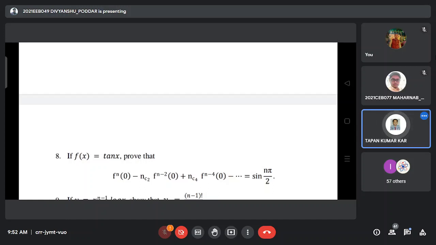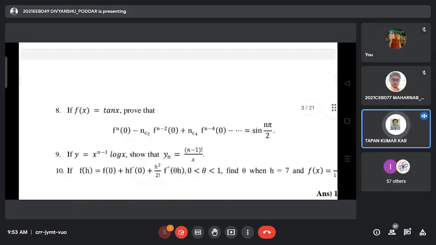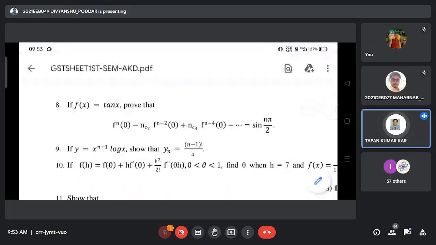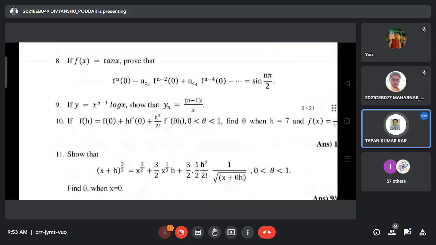Fx equal to tan x, then fx equal to sin x by cos x. Then take fx into cos x equal to sin x. Then use the Leibniz theorem. It is nothing. I am giving hints, so stop your presentation. Then I will show you how to proceed.